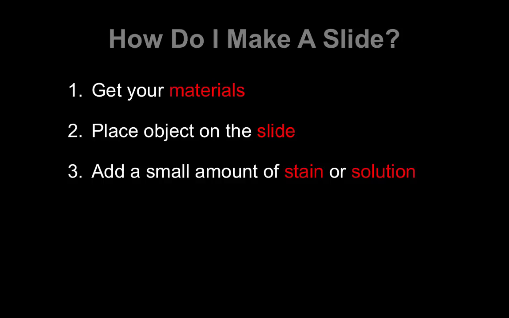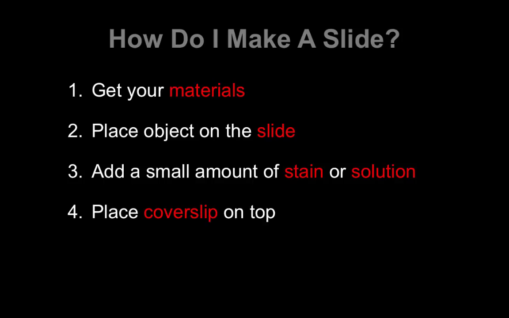We usually use some sort of stain or other solution so that you can actually see it, because most of these things tend to be relatively clear. And then you're going to place a cover slip on it. And we're going to place the cover slip on it to try and keep any air bubbles from forming, because otherwise it's going to be really hard to see.